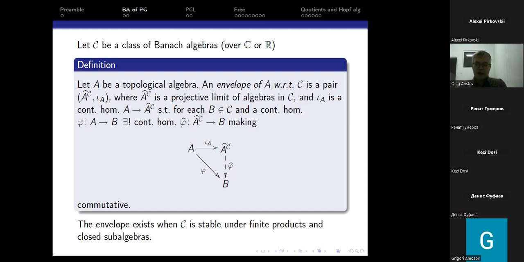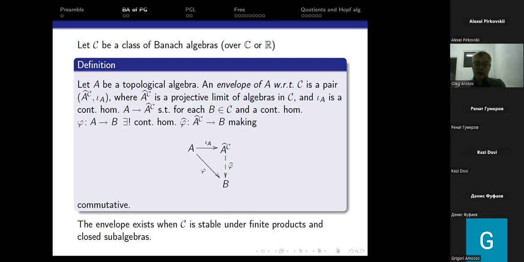And we have the following useful property. Every continuous homomorphism from A to a Banach algebra in C can be extended to a continuous homomorphism from A hat C.